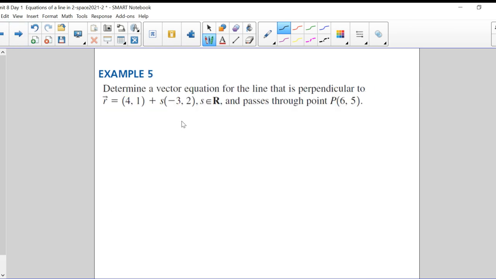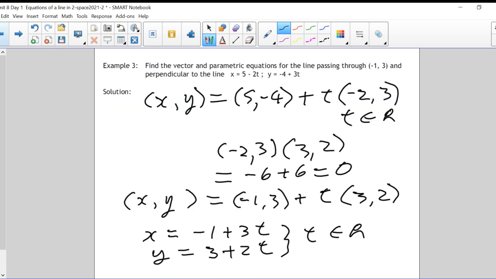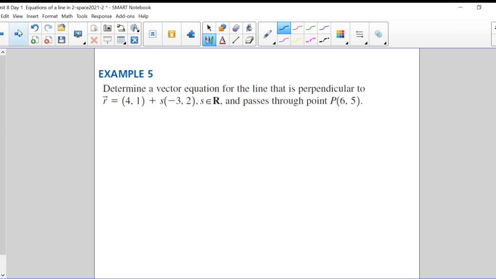Okay. Determine the vector equation for the line that's perpendicular to this and passes through that point. Well, we've done something like this already. In fact, I'm almost wanting to pass this up. If it is the same as the one we did before, we're not going to do this again. 4, 1 and minus 3, 2. Hang on a second. Well, not quite, because we didn't get it in the same format. All right, so let's just do it.